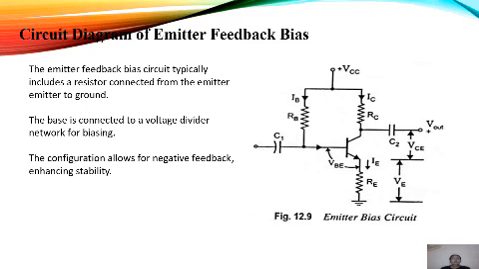Circuit diagram for emitter feedback bias. The emitter feedback bias circuit typically includes a resistor connected from the emitter to the ground. The base is connected to the voltage divider network for biasing. The configuration allows for negative feedback, enhancing stability.